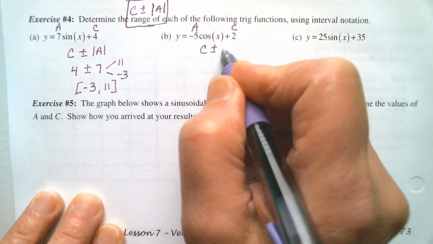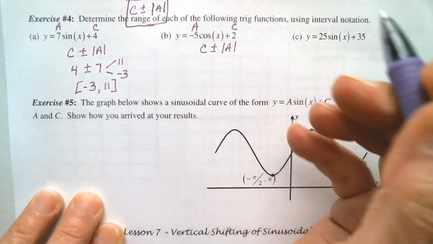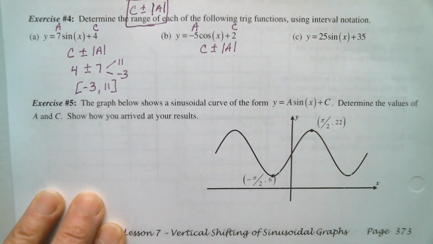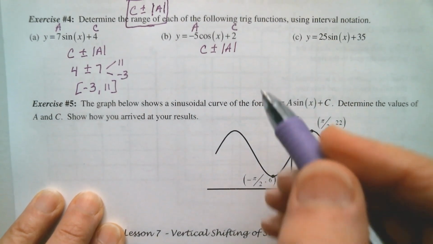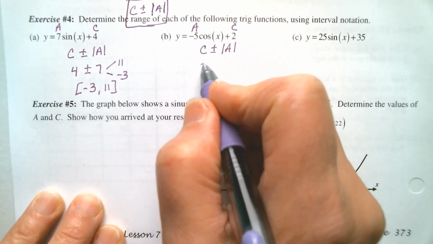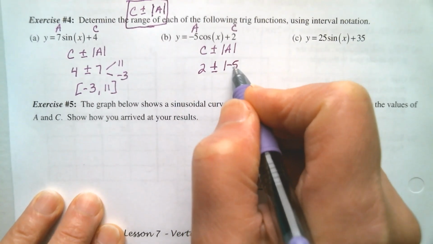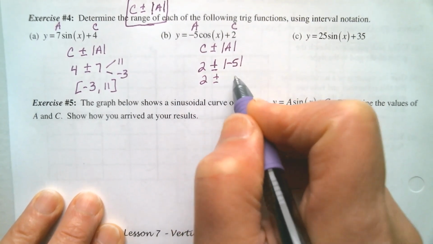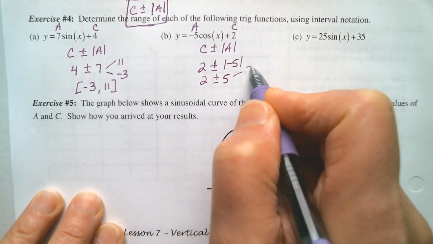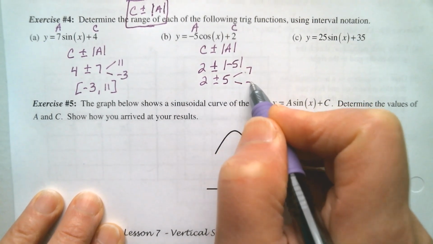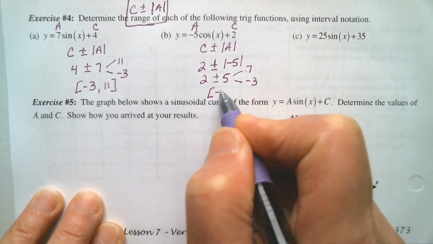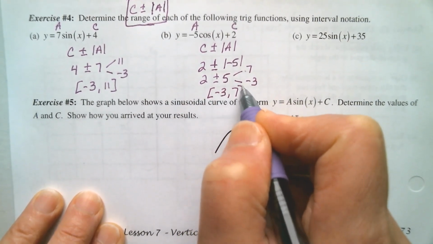C plus or minus the absolute value of A. Keep writing that. That's the formula that gives us the range. 2 plus or minus the absolute value of negative 5, which is simply 2 plus or minus 5. 2 plus 5 is 7. 2 minus 5, negative 3. Negative 3, comma 7 in brackets.